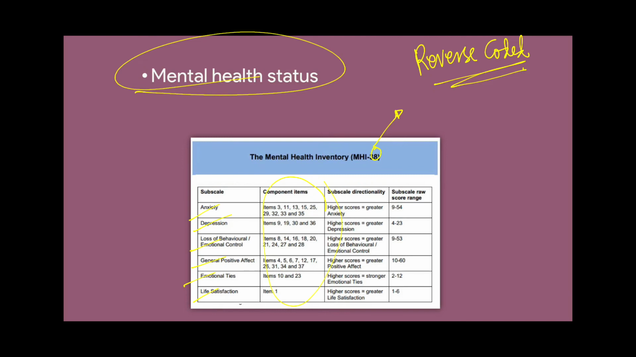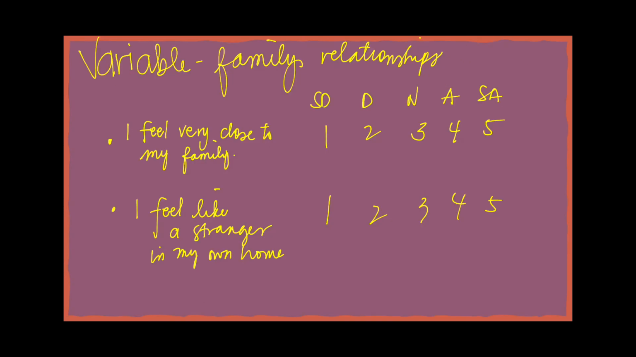So what does this mean? I'll give an example. For example, the variable is family relationships. Here are 2 example indicators. I feel very close to my family. So when they answer 4, it's a good thing, meaning that they are close to their family.